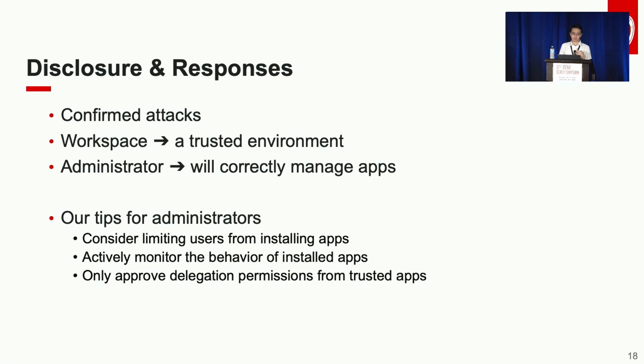For example, they should consider limiting users from installing apps. And right now, by default, any user in the workspace can install any apps from any source. And second, they should also actively monitor the behavior of installed apps, because from our findings, an app can actually change its name and appearance to mimic another official app without notifying any party in the workspace. And finally, the administrator should only approve the delegation permission for trusted apps. Otherwise, it's very likely that those apps could be malicious and exploit this ability to abuse other apps.